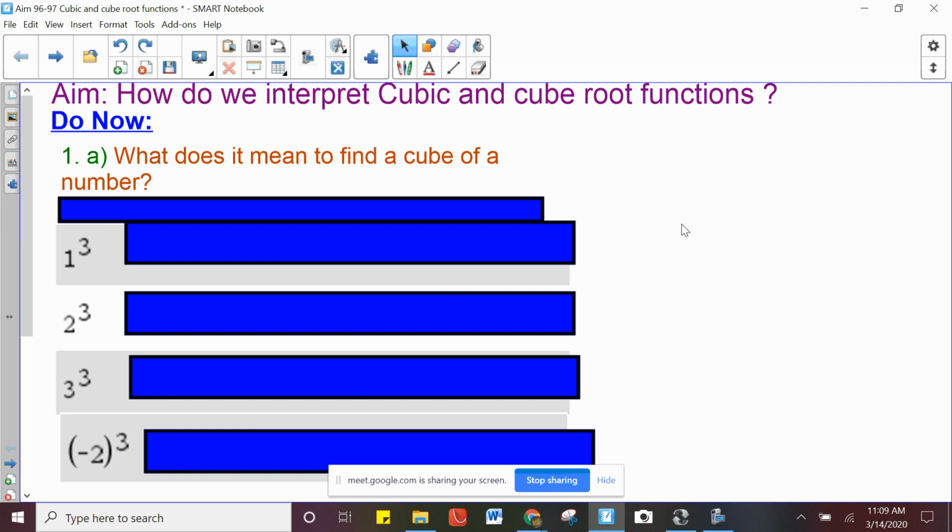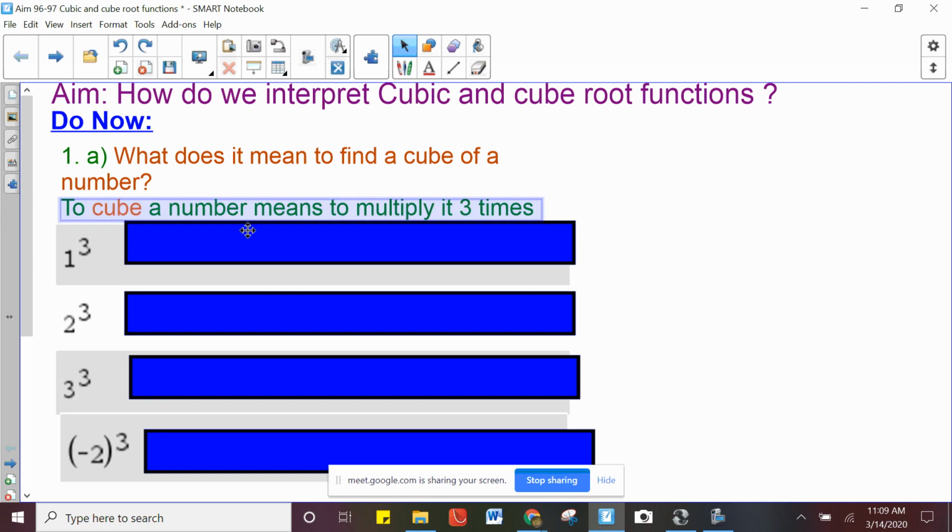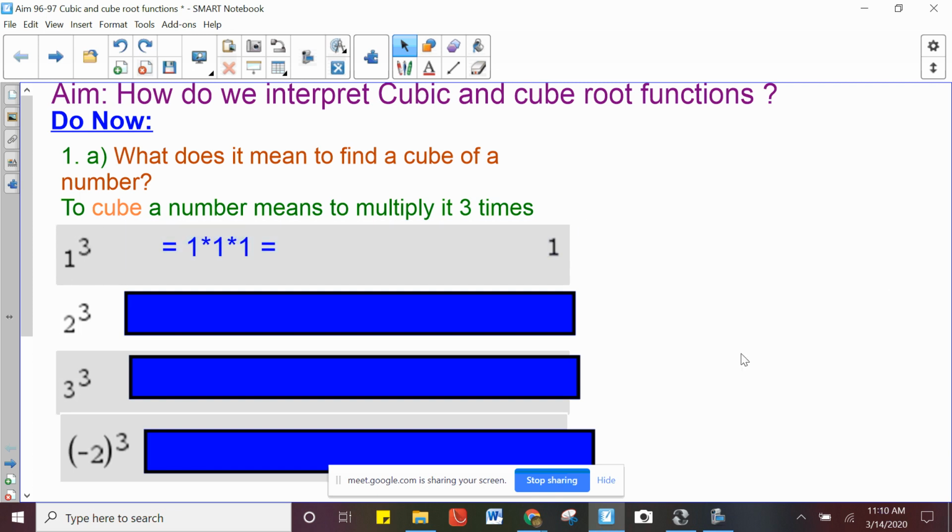I would tell the kids, maybe you want to just think about it first before you move on. Do you remember what it means to square a number? It means to multiply it by itself. And what does it mean to cube a number? It means to multiply it by itself 3 times. And as an example, this is the notation. 1 to the third is the same as 1 cubed.